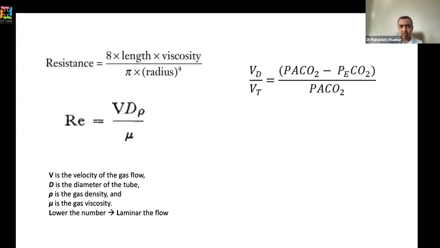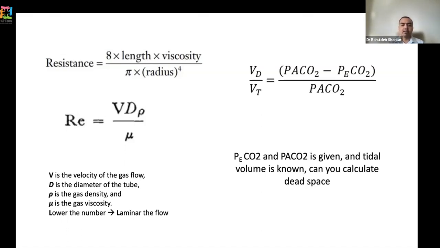Another equation which is often used is the dead space equation, which is VD over VT, the dead space divided by tidal volume. And here you've got arterial PCO2 minus expiratory, end expiratory CO2, divided by arterial CO2. And so what might happen is that a question might come where PeCO2, which is available to you through the screen, through the monitoring, and you have got a blood gas, and if you know the tidal volume, what is the dead space? And therefore, this equation is good to know and may come. I think I had something like this when I did it in the past.